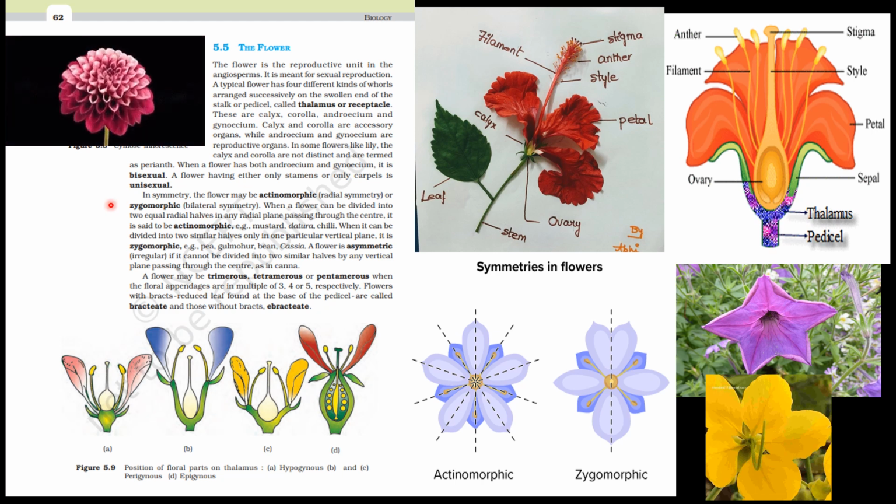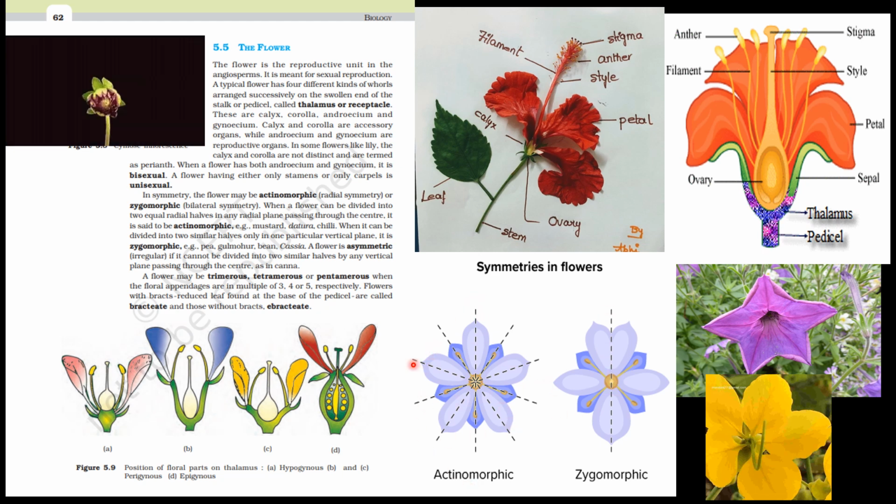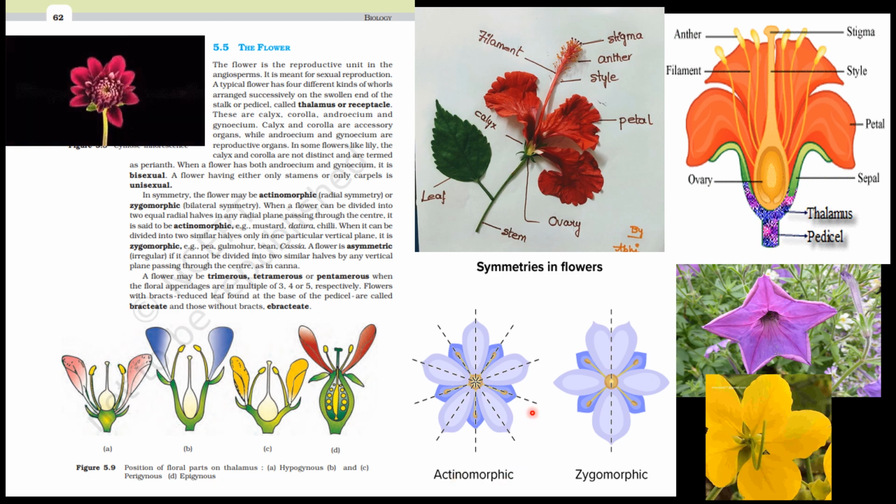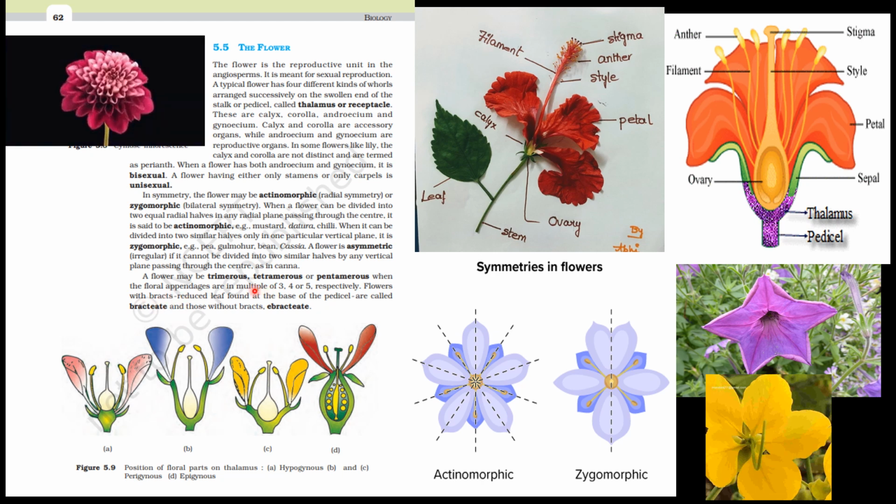Now, based on symmetry, the flower may or may not be divided into equal halves. When a flower can be divided into equal halves through any plane we cut, that is called actinomorphic or radial symmetry. But in zygomorphic flowers, we get equal halves only through a single plane. That is called zygomorphic. Now, flowers can be trimerous, tetramerous, or pentamerous based on the number of floral appendages: 3 is trimerous, 4 tetramerous, and 5 pentamerous.